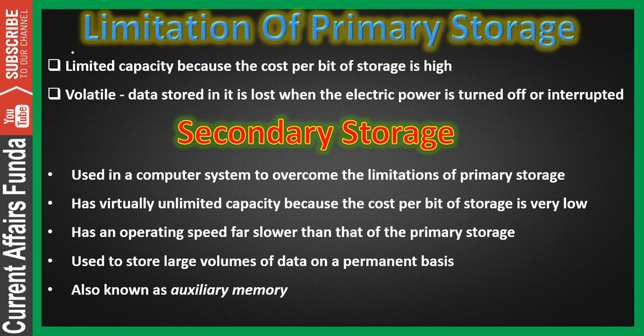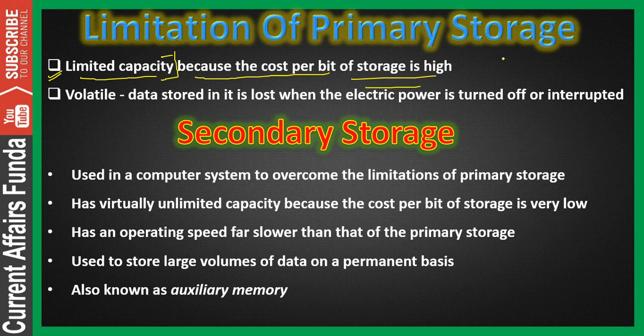First of all, I am going to tell you what the limitation of primary memory or primary storage is, because there is some limitation. That is why we need secondary storage devices. If you go through my previous lecture, you will easily notice that primary memory has a limited capacity because the cost per bit of storage is high. We already saw in the chart that primary storage comes in some MBs, while secondary storage is greater than 100 GB. So you can say that it has a limited capacity, and because of this, the cost per bit of storage is high.